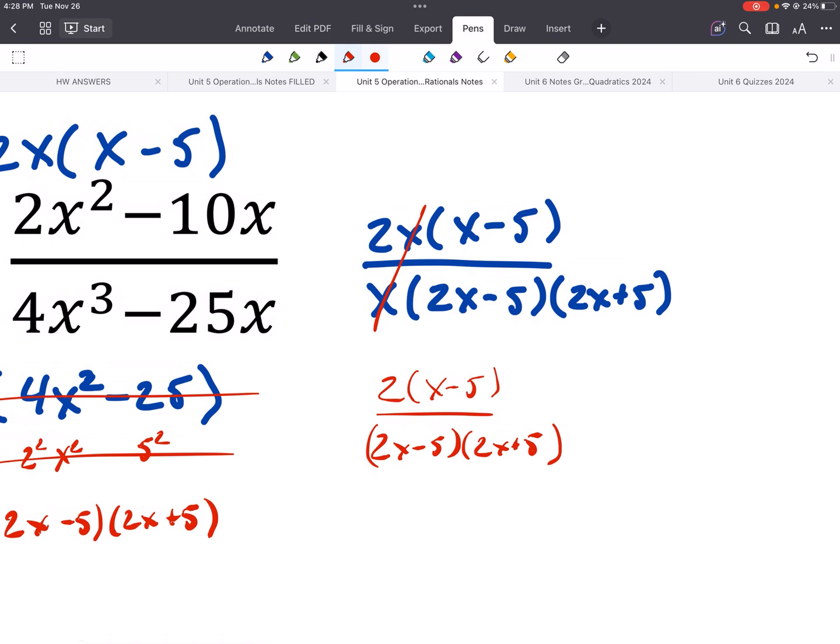Okay, and then excluded values, again, x cannot be 0, 5/2, or -5/2. Again, we just set those equal to 0. Here we would subtract 5, and then we'd have to divide both sides by 2. And that gives us that. Okay, similarly with the 5/2.